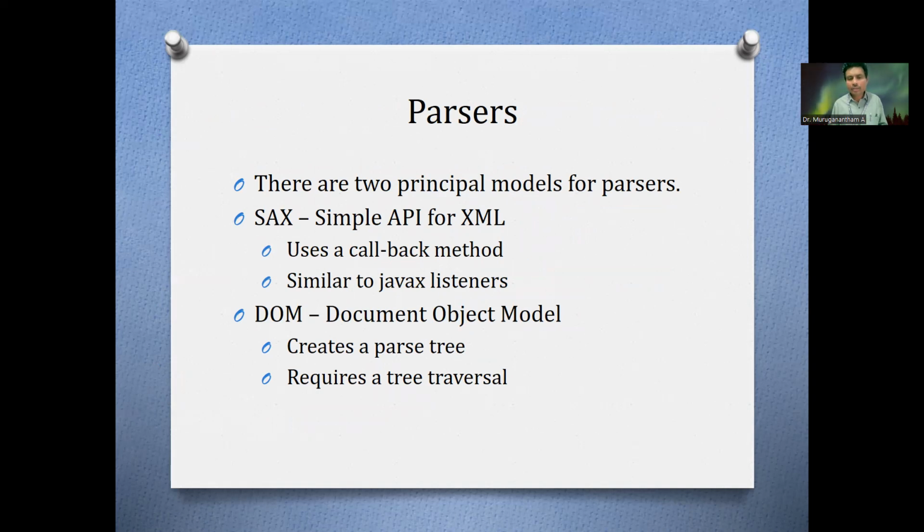SAX is nothing but a Simple API for XML, which basically uses a callback method for doing all these processes, and is something similar to your Java listeners. The second one is DOM, the Document Object Model, which is one of the key aspects of any web programming. It needs to create a parse tree and needs to have tree traversals. So these are the two parsers used for XML.